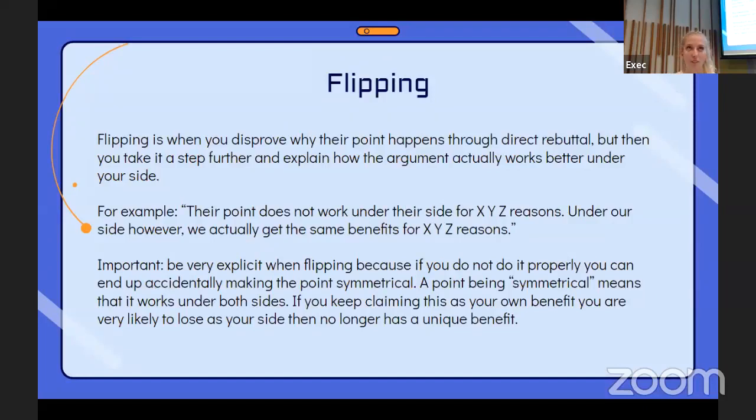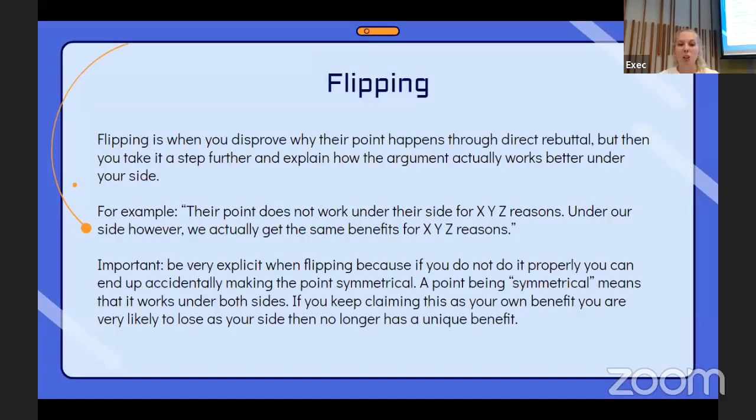The fourth style of rebuttal, or type of response that you can do, is something called flipping. Flipping is actually probably quite a difficult thing to do, and definitely something that you should try to work towards at a more advanced level, but be very careful when you're approaching it.